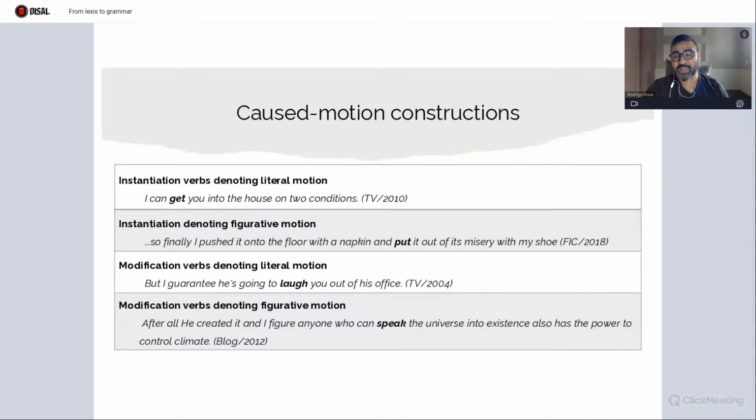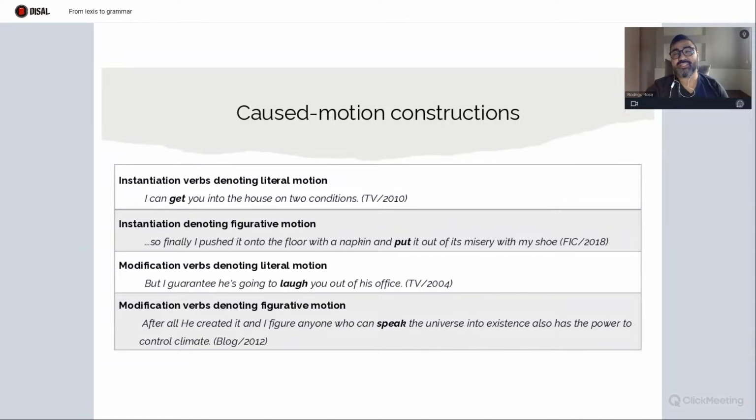However, some other verbs can be found in these constructions, even intransitive verbs such as laugh. And this is going to sound a bit odd to some of you. But take a look at this example, extracted from the COCA corpus, right? From the Corpus of Contemporary American English. This example says, "But I guarantee he's going to laugh you out of his office." He's going to laugh you out of his office, right? What is to laugh someone out of one's office?